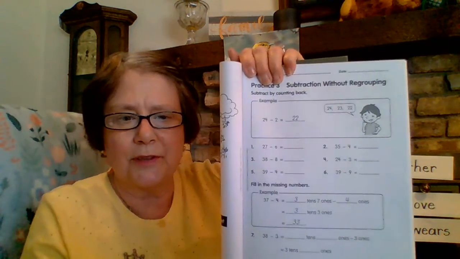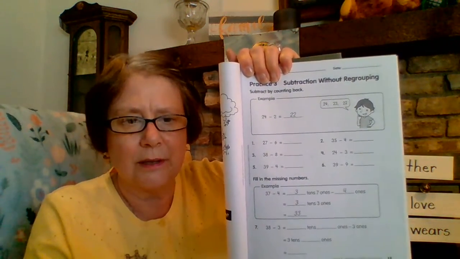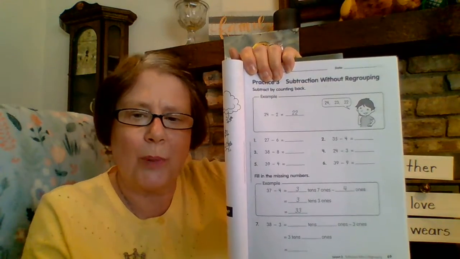We're going to do subtraction today. In our math book, and it'd be your math packet, it's page 69, practice 3, subtracting without regrouping. And here you see the little boy at the top, and he's going to give you an idea. He said, I'm going to count backwards to find my answer.